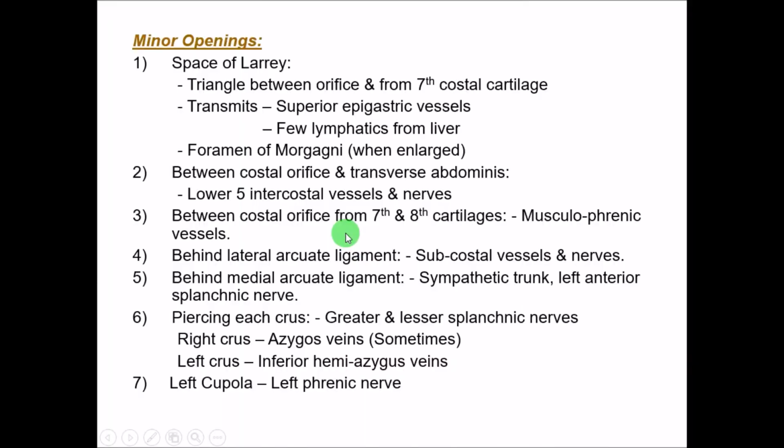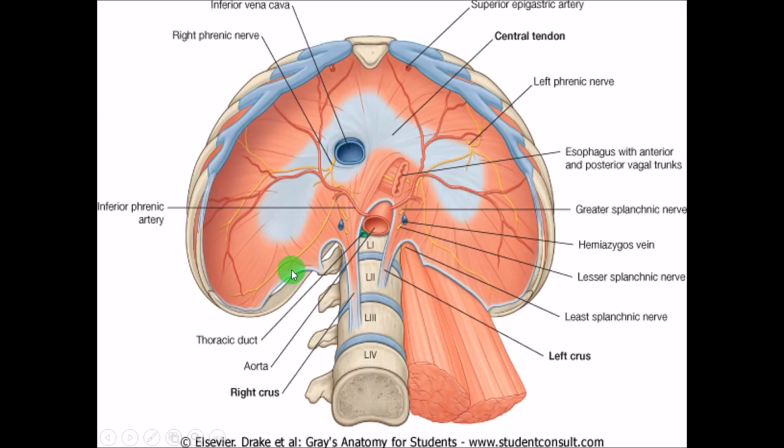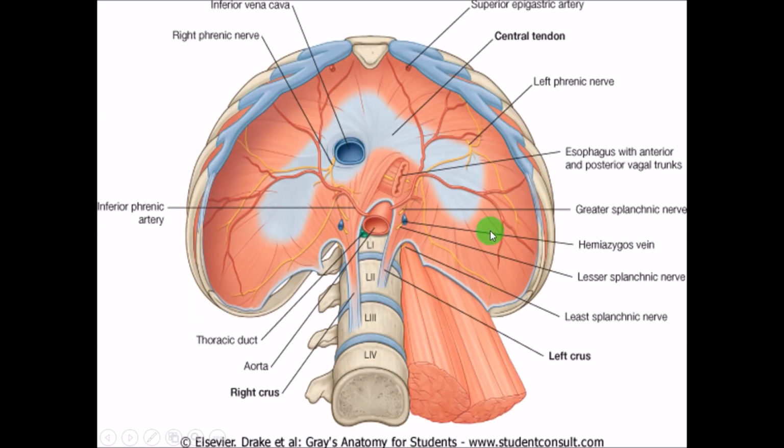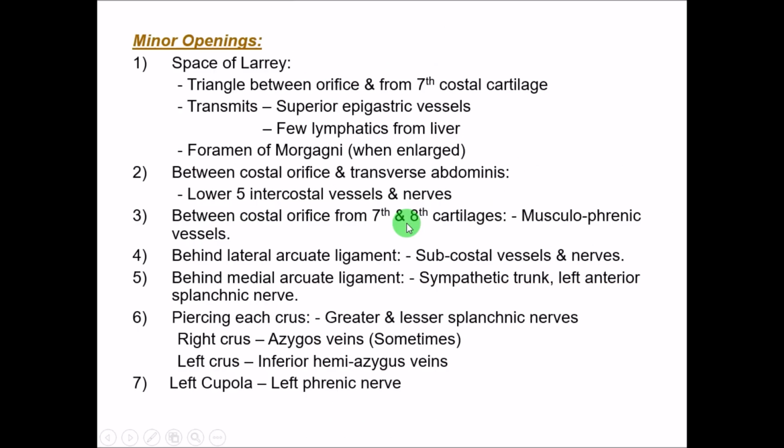the right side. Okay, along with that, the right crus will be pierced by the azygous vein, as we have seen. Sometimes it passes through this opening, sometimes it passes through the right crus itself. And the hemiazygous, inferior hemiazygous will be passing through the left crus. So this is the inferior hemiazygous. Superior hemiazygous will be coming from the thorax.